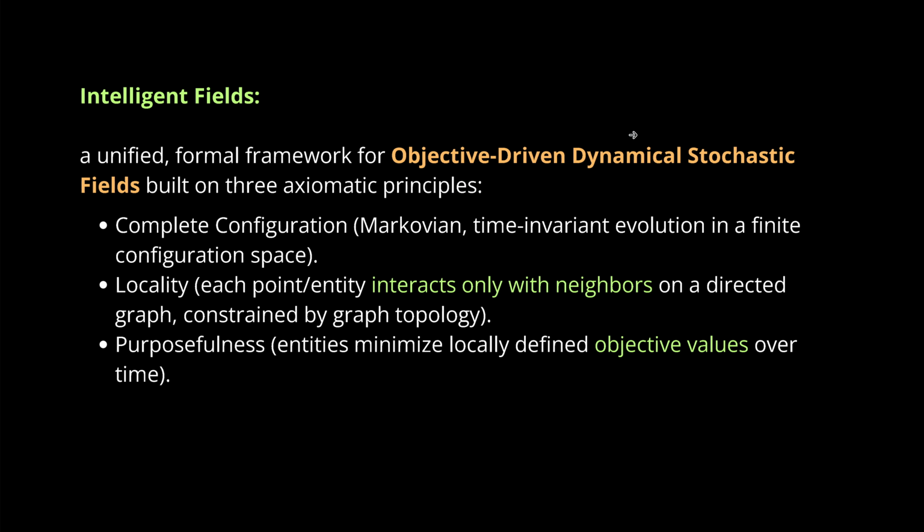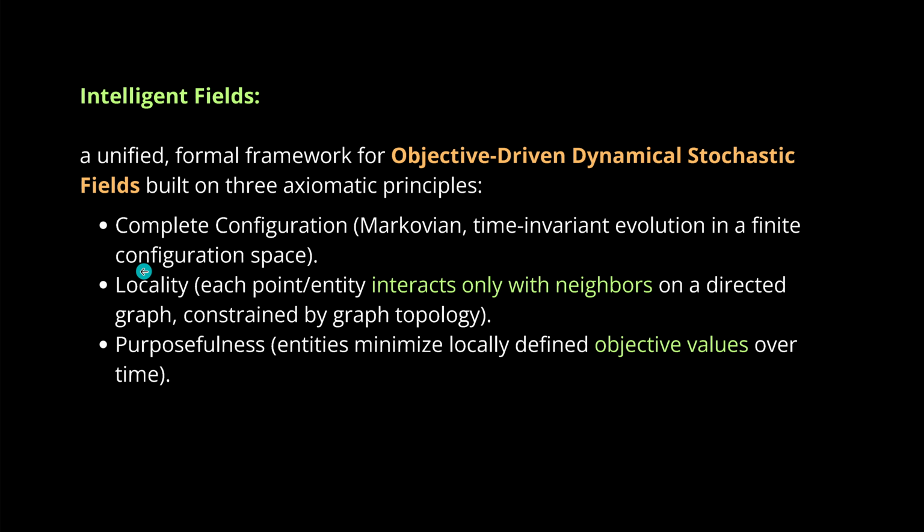We want to have a time evolution. And it will be a stochastic field. And you say, hey, I know this, no? And I already told you about the 3 axiomatic principles. And the beauty is now we can do this in pure mathematics. So we will have a complete configuration. We go with a Markovian time invariant evolution in a finite configuration space. We will build on this space later on.